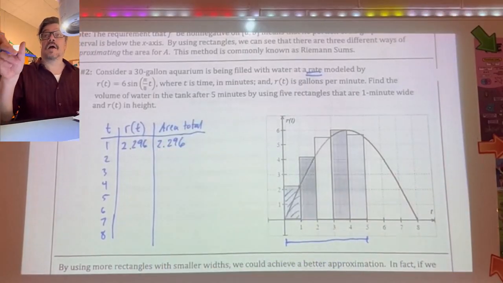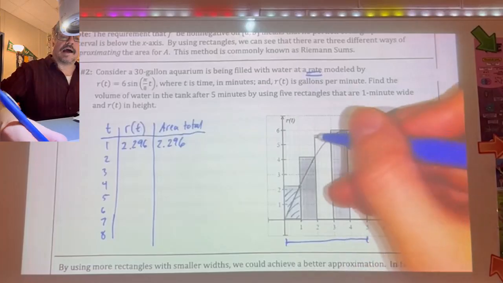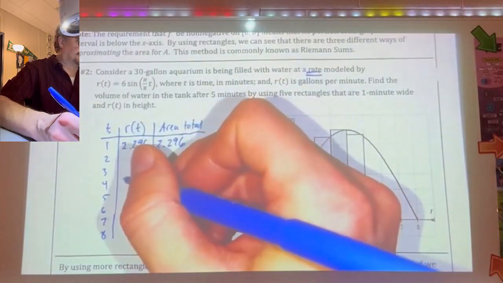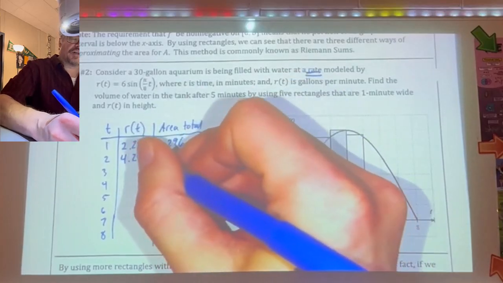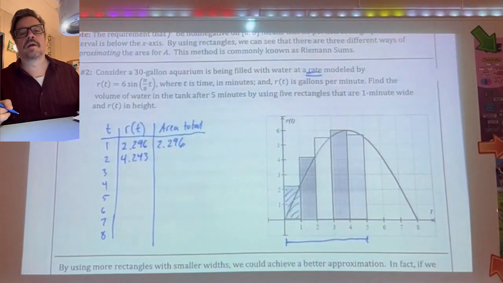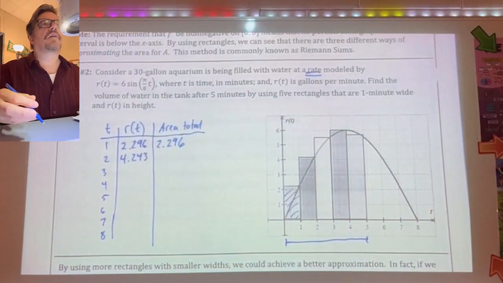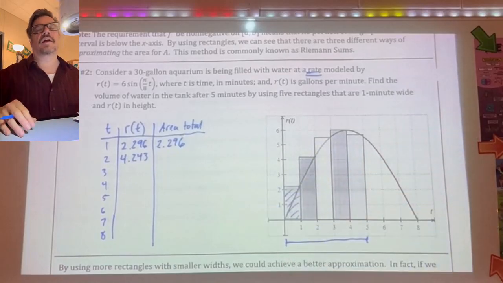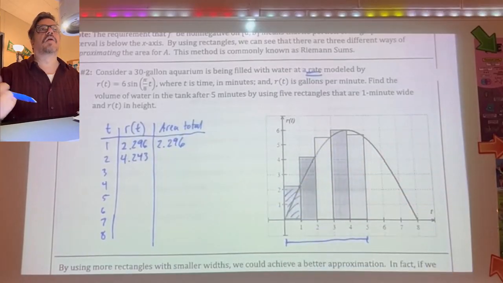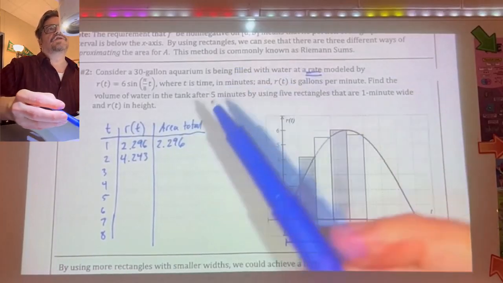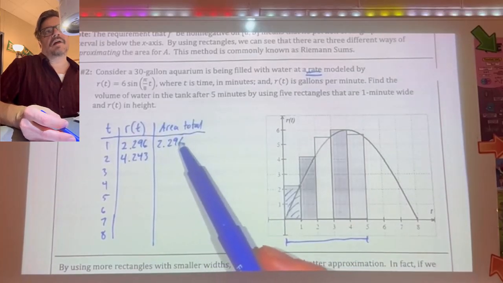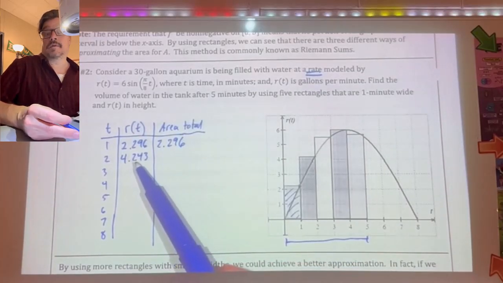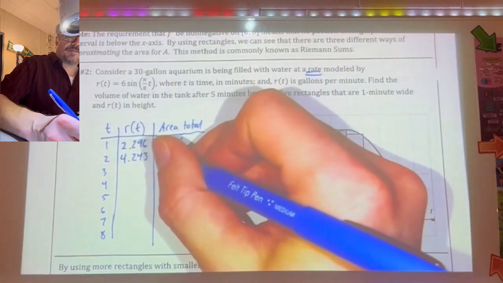Okay, now how about 2? How tall is this guy? Well, I don't want you to plug it in because of time. But if I plug it in, I get 4.243. Okay, so that's a decimal. How about the area total? Do you guys recognize that for the area total, I grab the first rectangle and I add the second, right? Okay. So 6 point something something.